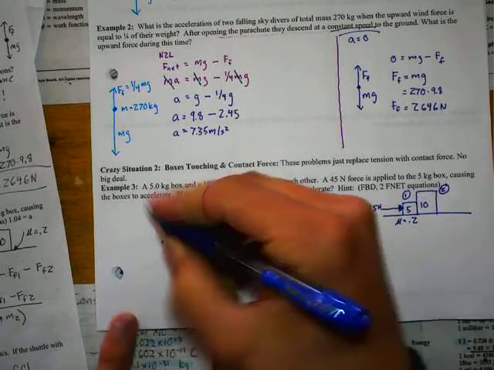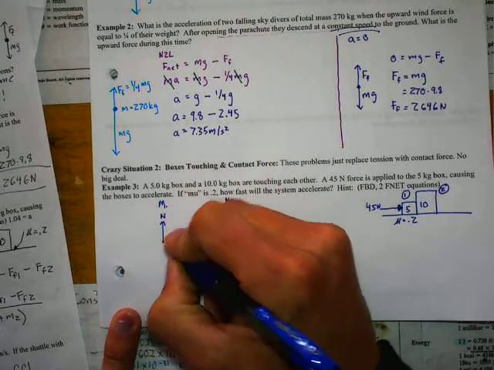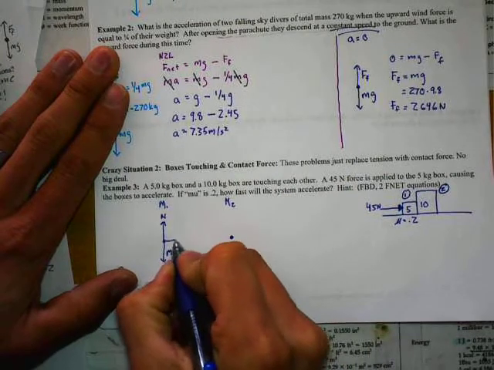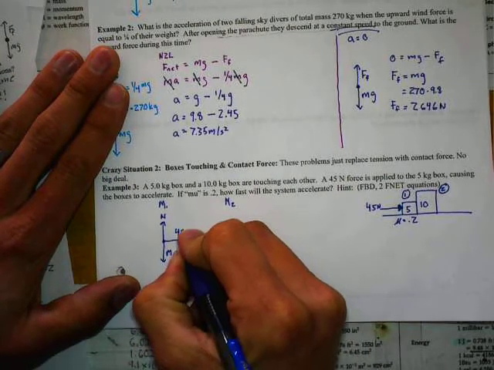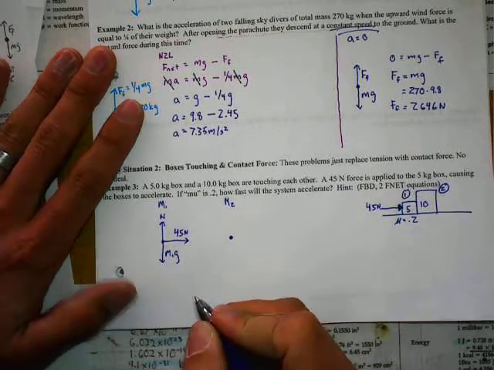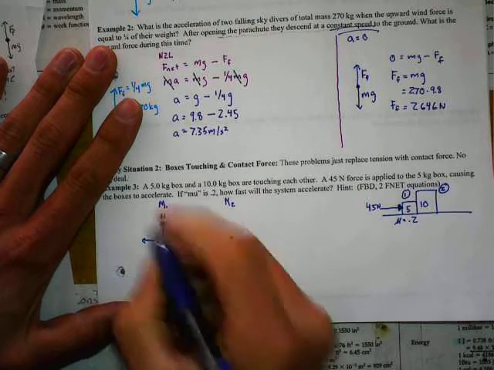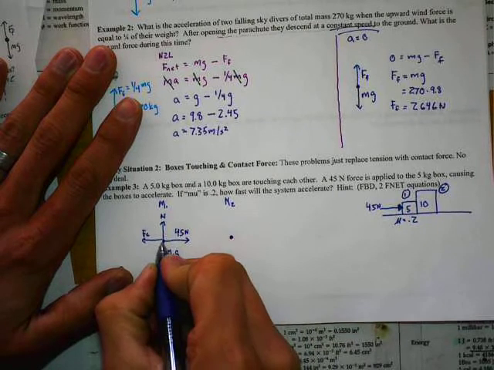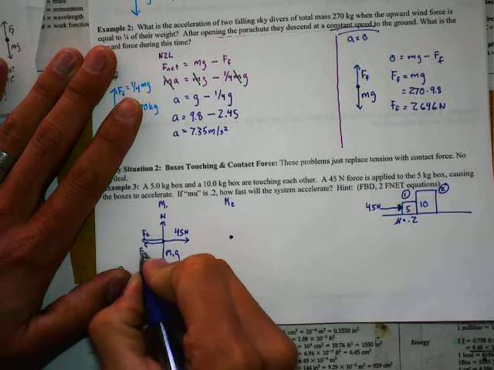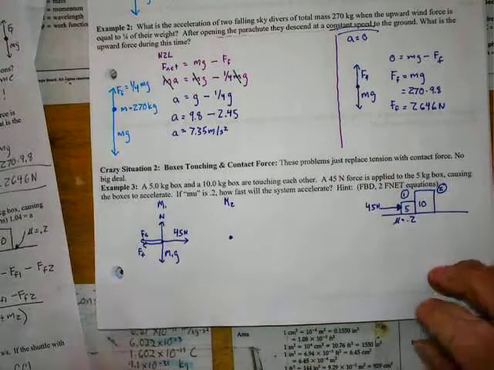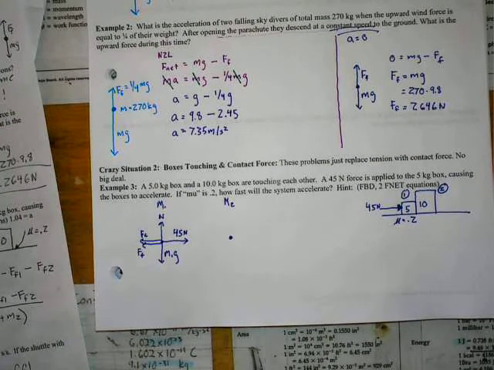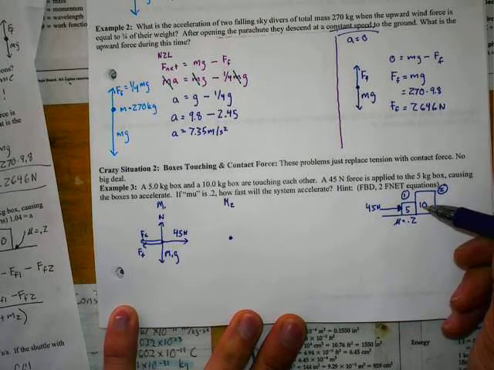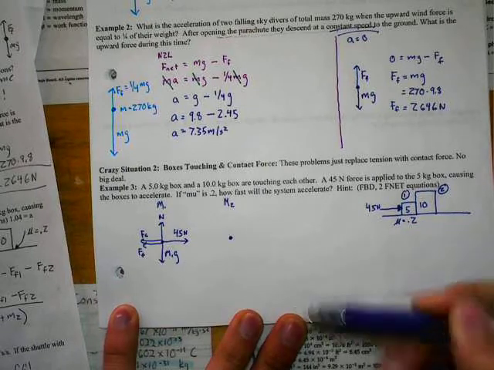Here's the answer. Okay, so for M1, I got normal. I've got M1G. Then I've got a 45 newton force acting this way. We could call that a force applied if we want. And then this way, I actually have two forces. I've got FC, contact force, and then I've got the force of friction. I'll draw those basically the same length because I don't really know the values yet. Okay, two forces left, one force to the right. So the 45 newton force I just put on this side. Okay, and then this box's contact force is that way and the force of friction.